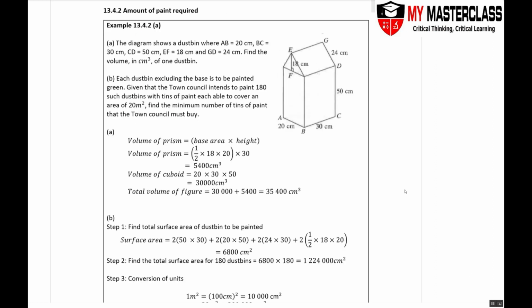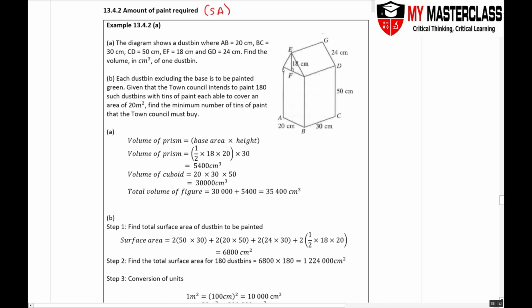Next, let's take a look at an example where we are calculating the amount of paint required. Remember, for paint we are talking about the surface area of the solid itself. So you have a dustbin, with the different lengths given, such as 20 cm. Find the volume of one dustbin. When you look at this dustbin, you have never learned the formula for the volume of such a shape, right?